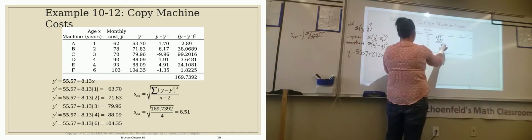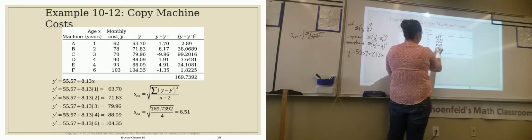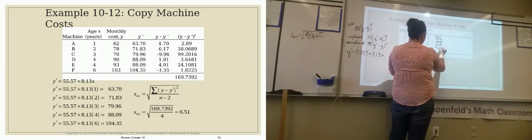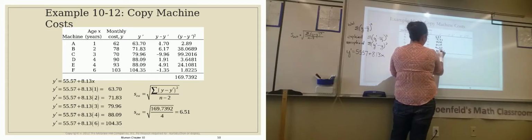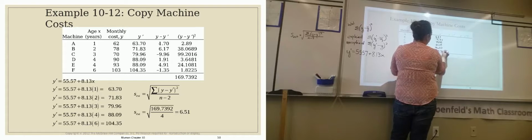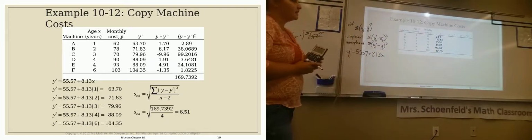That's a 6, 88.09, 96.22, there's a point in there, and 104.35. Okay, now I actually have to do a little bit more typing in the calculator.